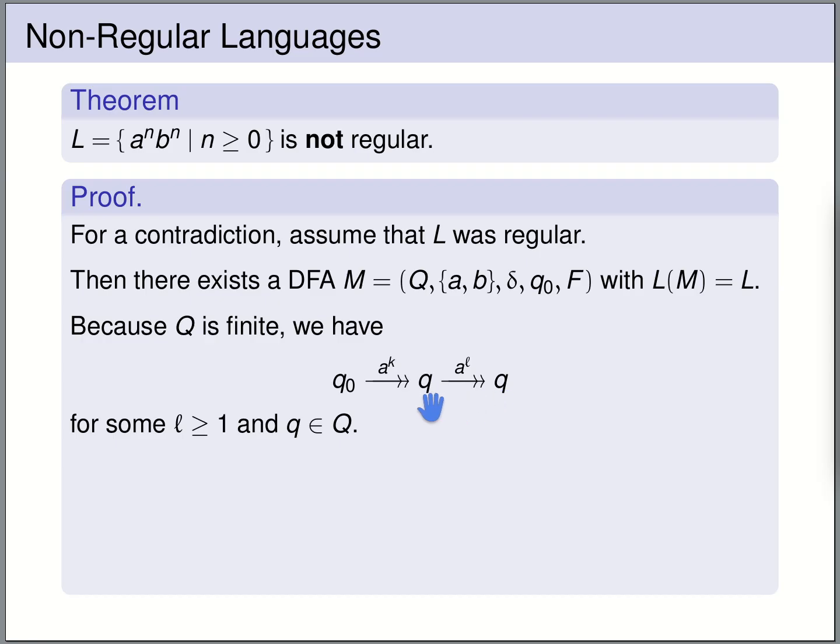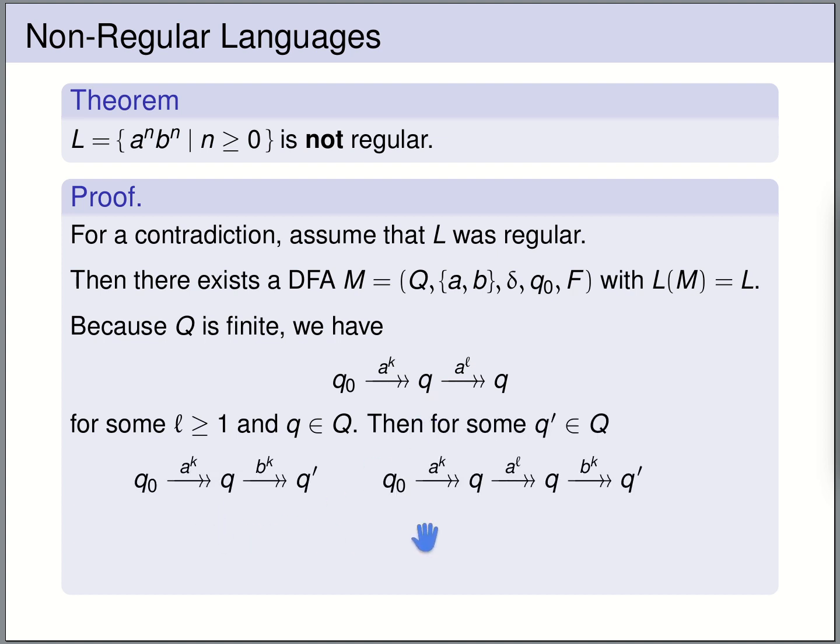Now, what happens if we're on q and we actually continue reading b's? So we are looking at these two paths in the automaton now. We have already said that from the starting state, if we read k times a, we get to state q. And now we continue reading k times b. And from q, reading k times b brings us to a state q prime.